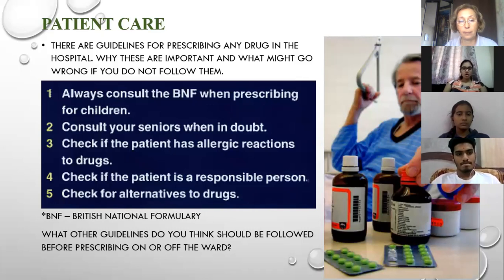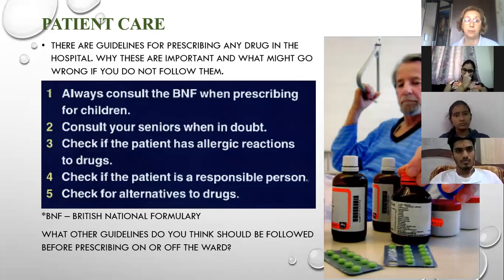Yes, ma'am. Always consult the DNF when prescribing for children. Consult your seniors when in doubt. Okay, if you comment only on the first one, why is it important? And what might go wrong if you do not follow this guideline? Because children use low dosage, ma'am. If there is any difference of dosage, that might be toxic to the children.